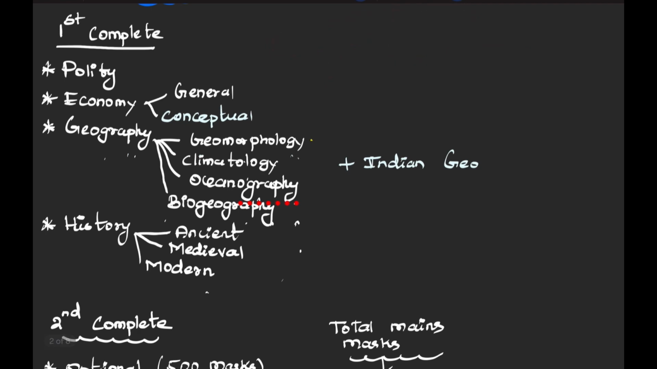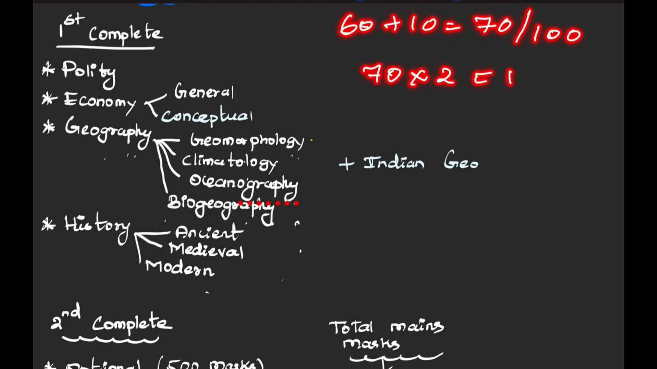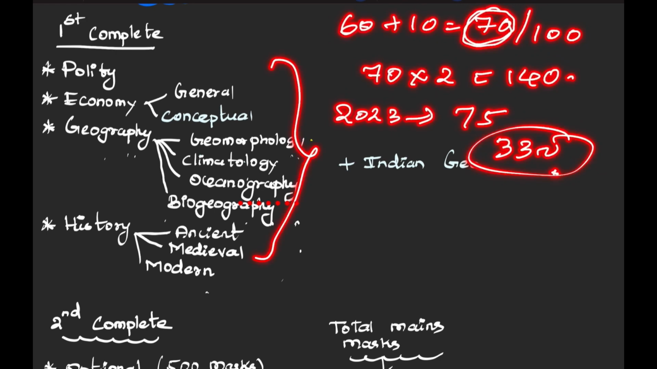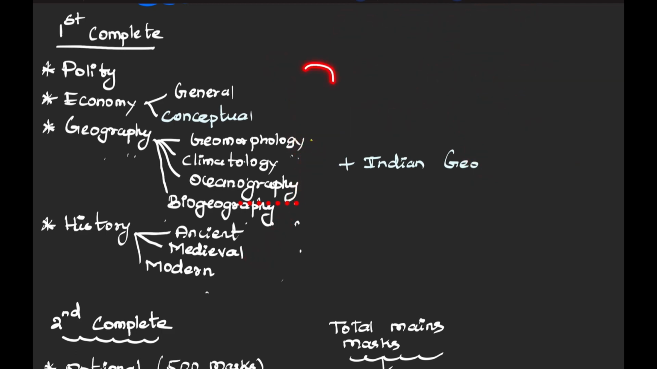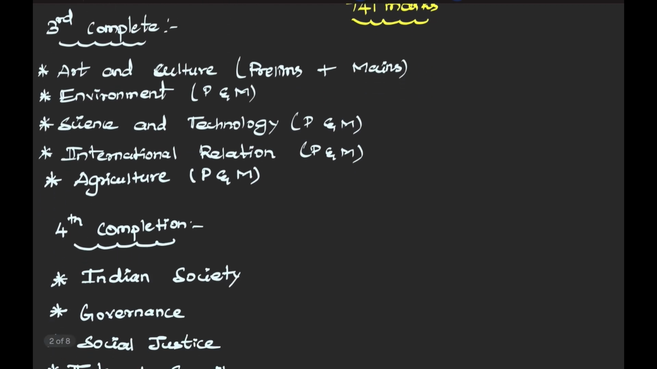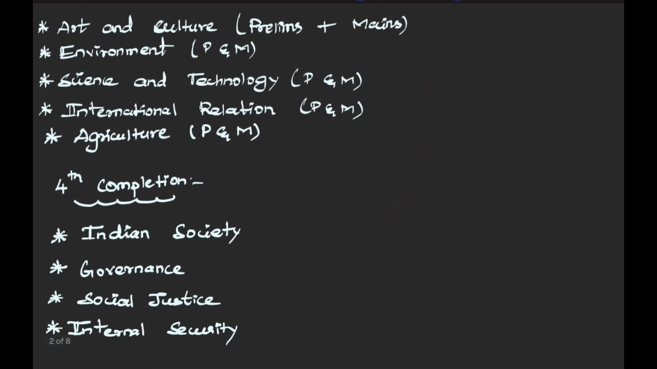And if you're following the newspaper and the magazines properly, and if you can attempt at least 10 current affairs questions, then 60 plus 10, totally 70 questions out of 100. 70 into 2, what? 140 marks. Do you know the cutoff of 2023 prelims? It was 75, which means you need to attempt approximately 33 questions correctly, but you are getting 70 questions from these subjects itself. That is why I'm telling you should complete these 4 subjects initially, then go for the mains subjects, then both prelims and mains subjects, then mains specific.